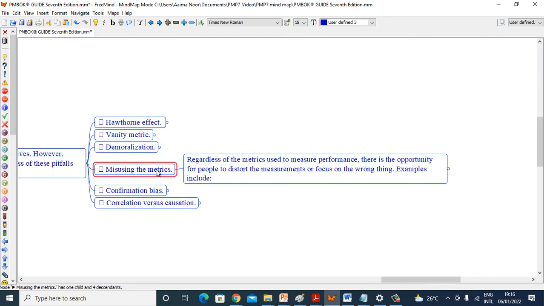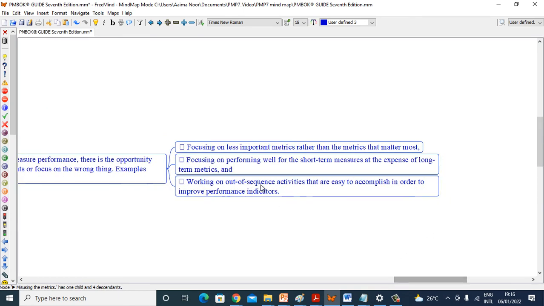Misusing the metrics. Regardless of metrics used to measure performance, there is the opportunity for people to distort the measurement or focus on the wrong thing. Examples include focusing on less important metrics rather than the metrics that matter most, focusing on performing well for the short-term measures at the expense of long-term metrics, and working on out-of-sequence activities that are easy to accomplish in order to improve performance indicators.